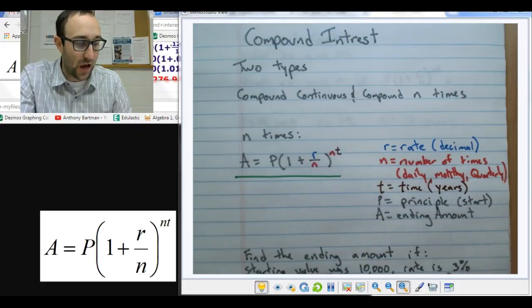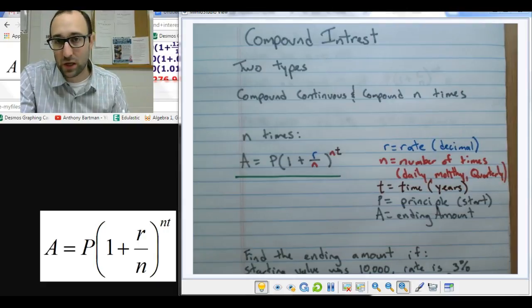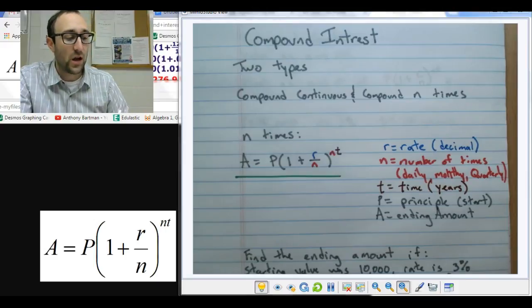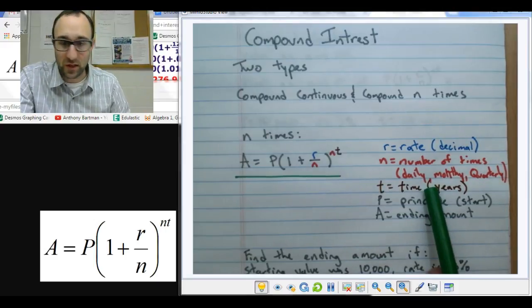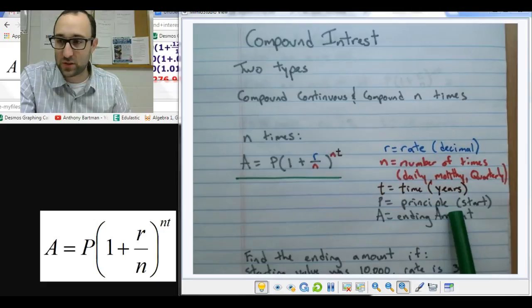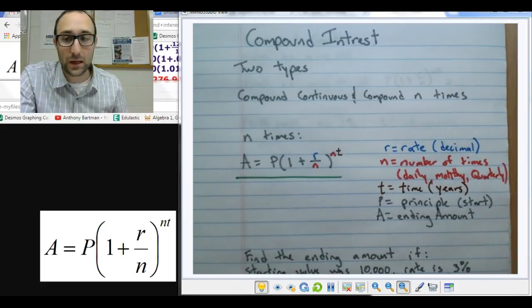N is the number of times it's going to be compounded. So is it compounded monthly, daily, yearly, quarterly, hourly? How often does it get compounded per year? And then t is going to be the number of years. The capital P stands for the principal, which is the starting amount, and A is the ending amount.